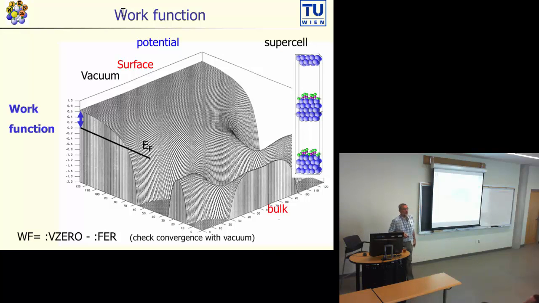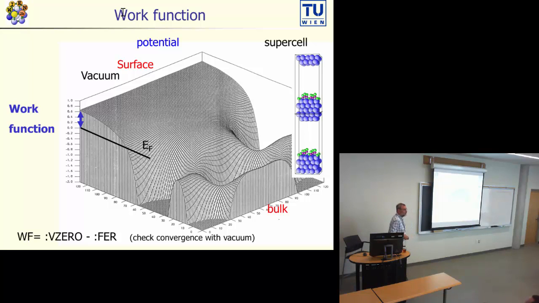With surfaces, one of the important quantities of a surface is the work function of a material that is defined as the energy difference between the Fermi level and the vacuum potential, which should be the constant potential far outside. So in WIEN2k, in the SCF cycle, in the SCF file, you can grep for a quantity V0, and you can also get the Fermi energy, and the work function is simply these differences.